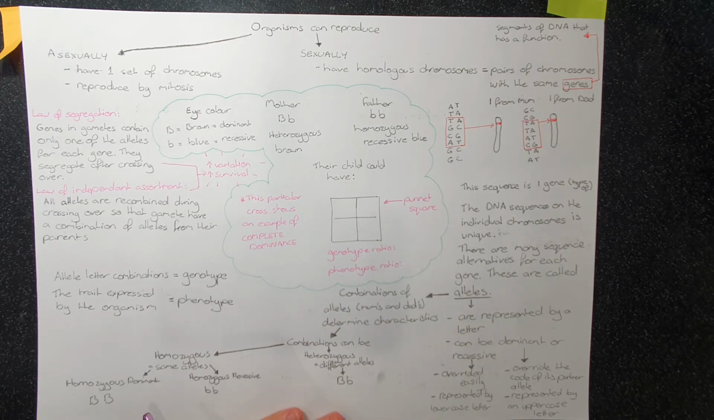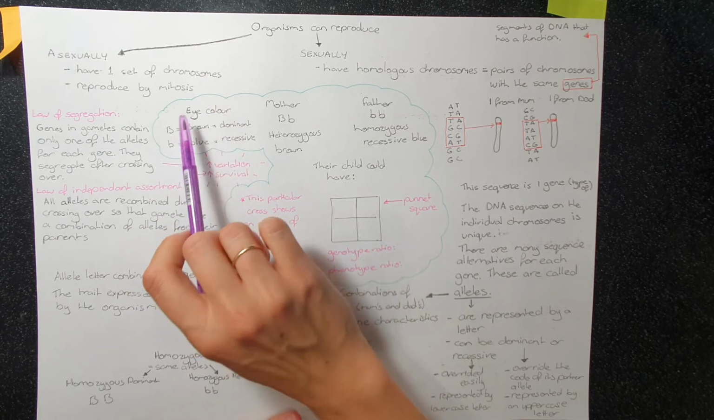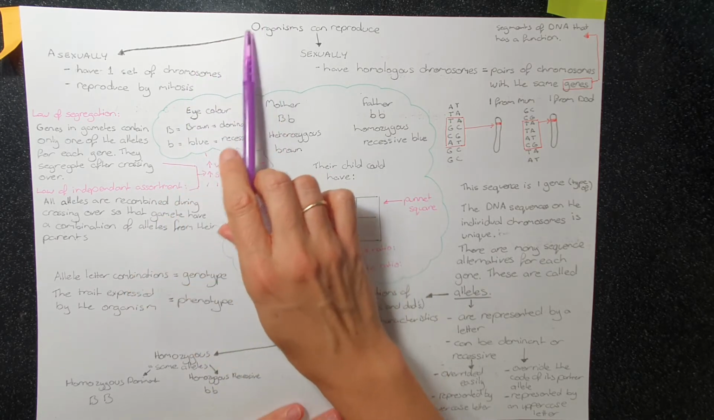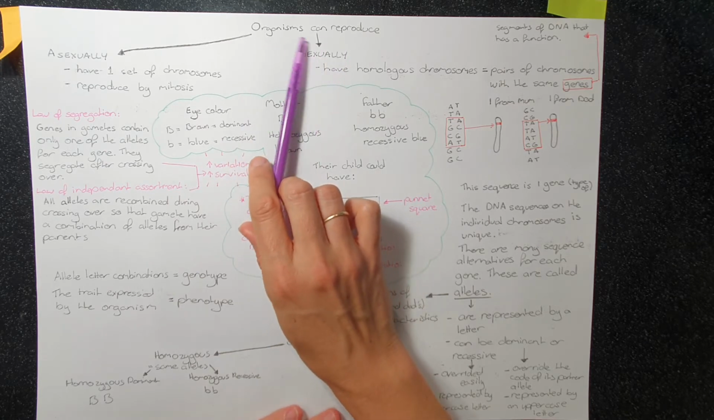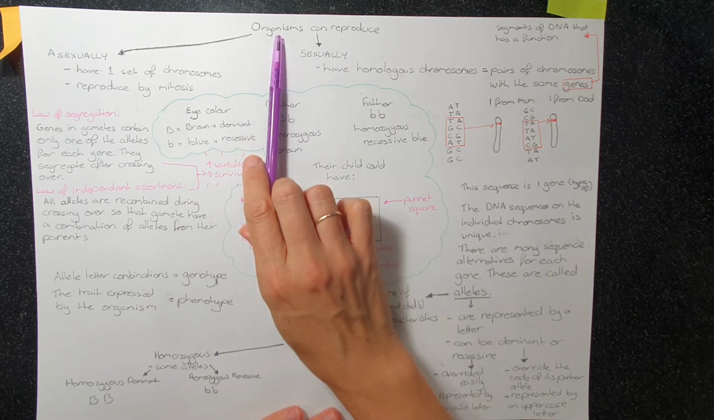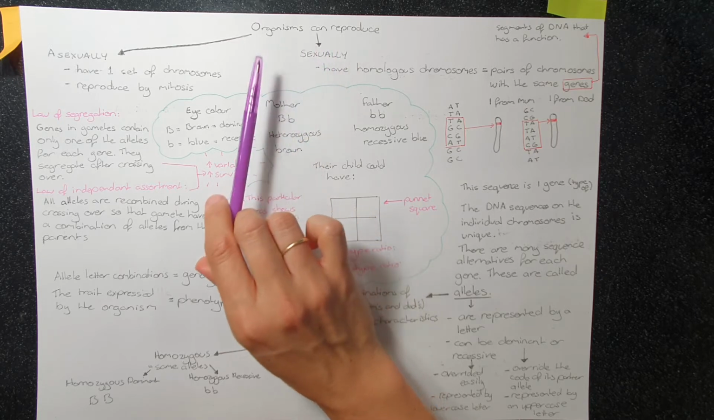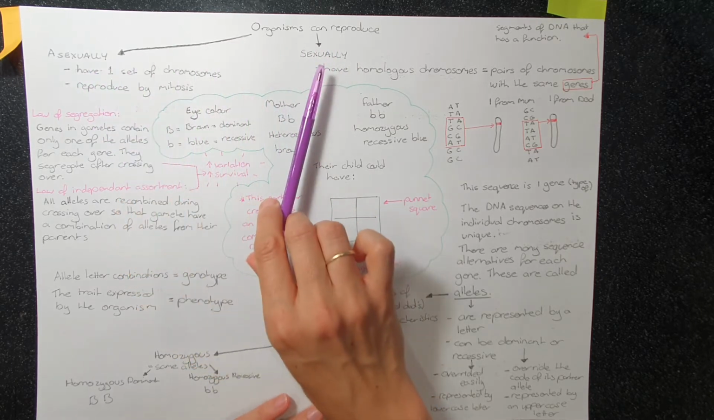To start off with though, let's have a bit of a recap and let's take it right back to the very beginning. We are going to look at the ways in which organisms can reproduce. So organisms are living things, and we know that they can reproduce in two ways. They can either reproduce asexually or sexually.